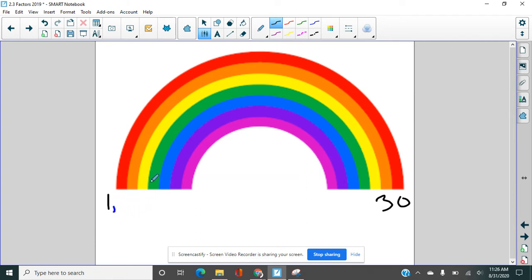Then I'm going to ask myself, well, what's next? The next smallest number is 2. 2 times something, would that equal 30? Yes, it would. In fact, all even numbers have 2 as a factor. So 2 times what? Let's count by 2s: 2, 4, 6, 8, 10, 12, 14, 16, 18, 20, 22, 24, 26, 28, 30. That was 15 2s. So 2 times 15. See, they kind of connect like a rainbow here.